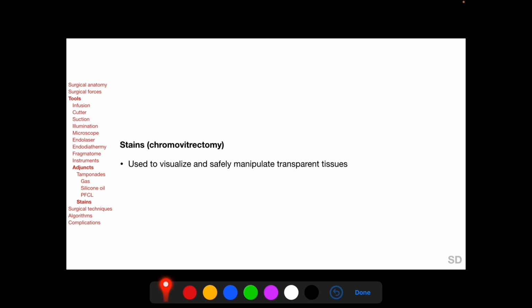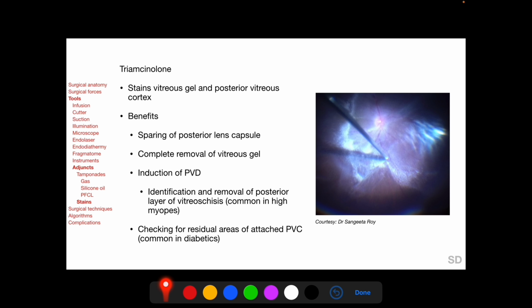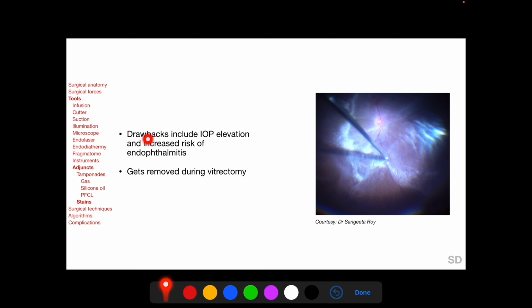Stains can be used intraoperatively to visualize and safely manipulate transparent tissues. Triamcinolone stains vitreous gel and posterior vitreous cortex as shown here in this intraoperative photograph. Triamcinolone facilitates sparing of posterior lens capsule, complete removal of vitreous gel, induction of posterior vitreous detachment, and checking for residual areas of posterior vitreous cortex attached to the retina.